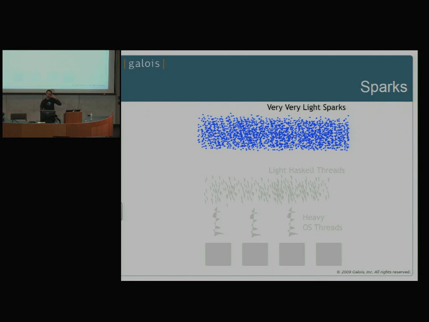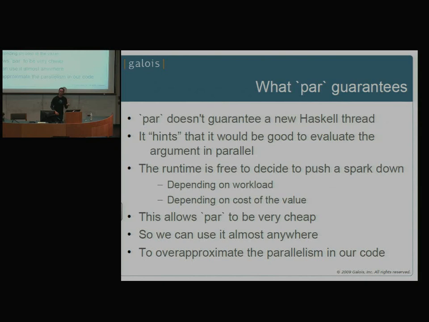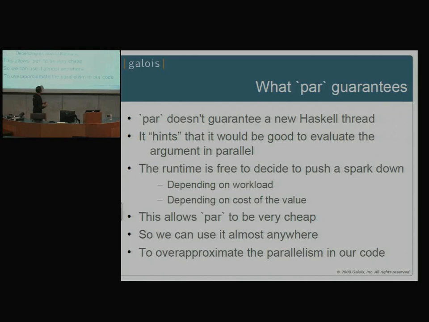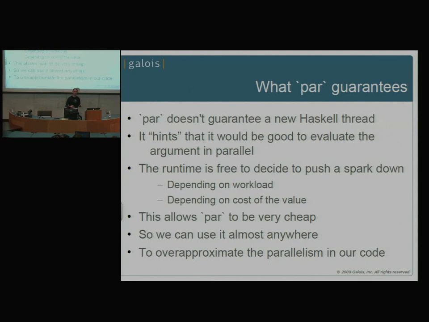It doesn't guarantee a thread, like I said. The runtime decides on whether you should convert the spark into a real thread and execute it on another core. So that's good. You don't have to worry about the conditions your program will be executing in, how many cores there are, what kind of workload. The runtime will figure that out dynamically. You just write it once and say, it's probably a good idea to branch, you know, n times, let the runtime work out exactly how many threads you want. Because they're cheap and because the runtime will prune unnecessary work, you can over-approximate the amount of parallelism. So you just go sprinkling these pars in all the good-looking places, and you'll probably get a good speed-up.